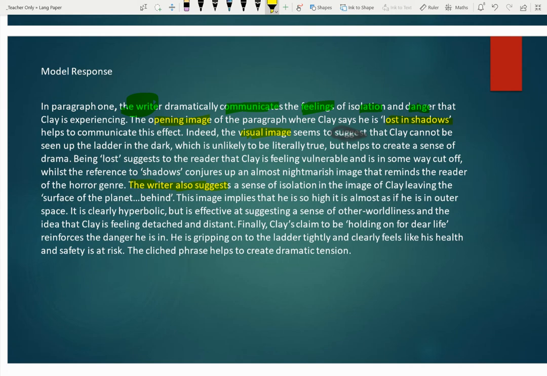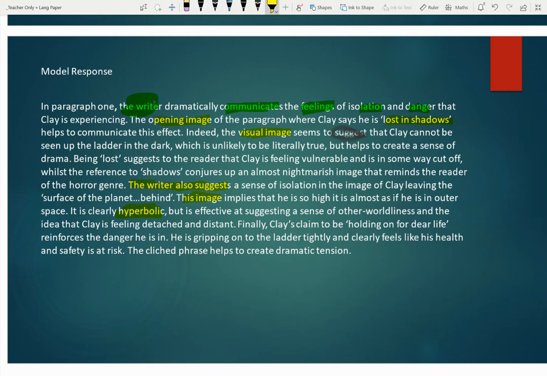planet behind. Another embedded quote. This image, again signposting it, implies that he is so high, showing that I understand what it means. It means that he's high up, but it implies that he's so high up that he could be in outer space. He's left the surface of the planet. It's clearly hyperbolic. So that's a good technique I've used here, hyperbole.